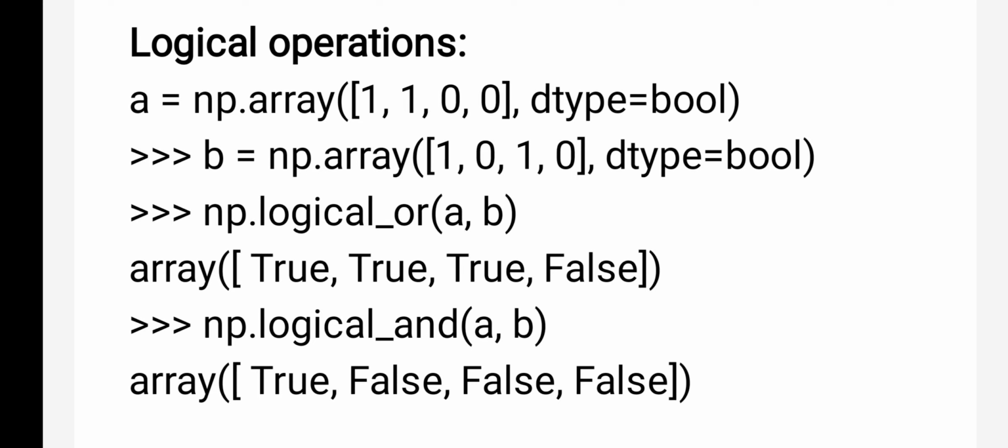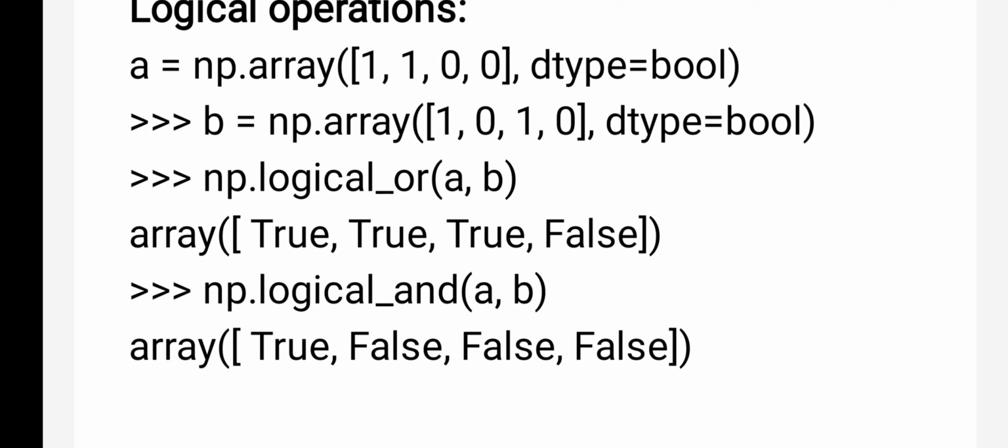Okay. Now you see the logical AND. Logical AND means what actually? If both elements from both arrays in the same position are true, then only you will get a true result. Otherwise you will get a false result. Same, for logical AND also I am using the same arrays. Logical AND a, b. In a what do you have? 1 1 0 0, meaning true true false false. In the second array, true false true false.